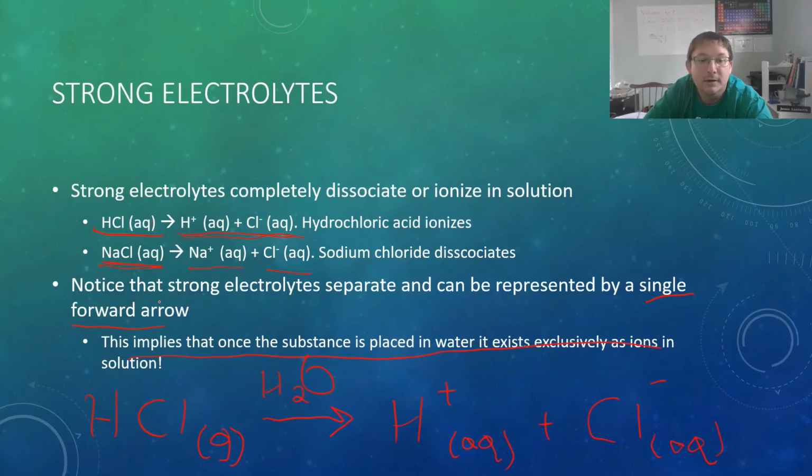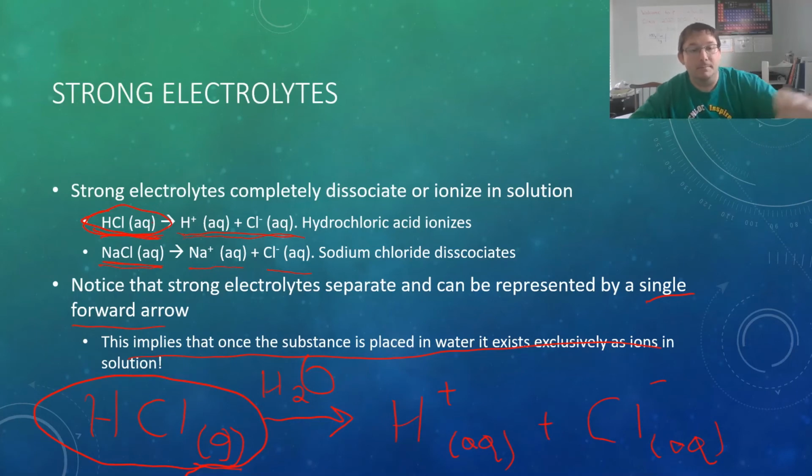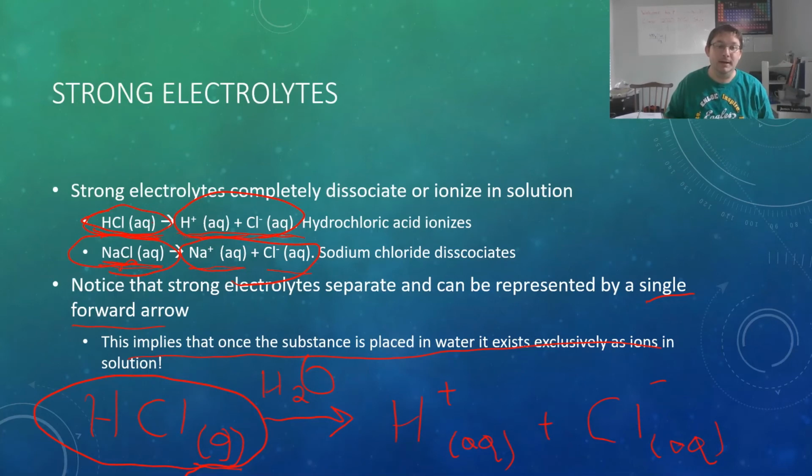Whereas here, I've seen it written both ways. What you start with is this: hydrogen chloride gas, for example, or NaCl solid. When you see a strong electrolyte written as aqueous, you need to be thinking, oh, those ions are there. That's really what we mean when we write HCl aqueous.